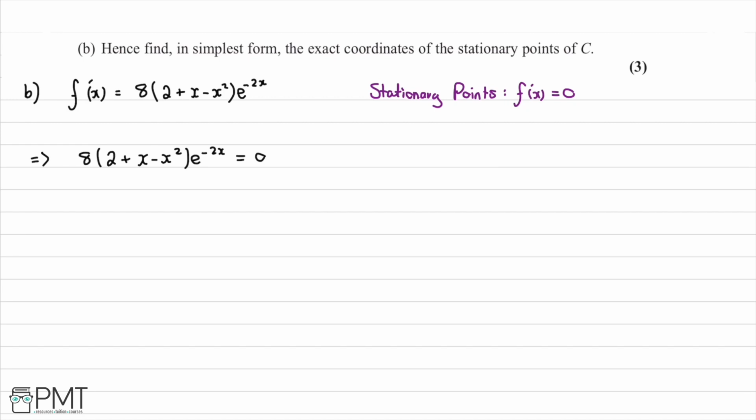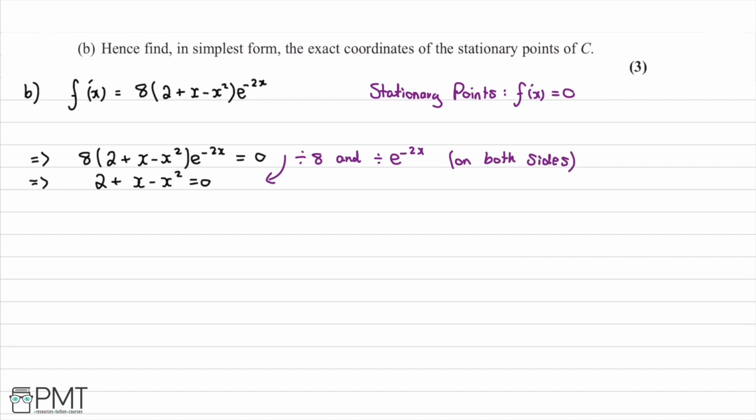Now we see if we divide both sides by 8, this 8 will cancel out, and then if we divide both sides by e to the power of negative 2x, it will be cancelled out here as well. So this leaves us with a quadratic: 2 + x - x squared equals 0. I'll just note down, we went from here to here by dividing by 8, and we also divided by e to negative 2x, and that was on both sides.